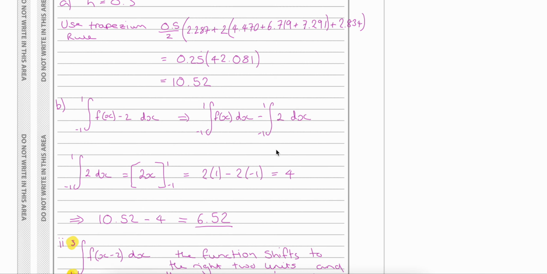So integrating 2 gives 2x. You put -1 and 1 in there, so 2 times 1 is 2. 2 times -1 is -2, but you're subtracting, so it's 2 minus -2, which is 4. So all you do is you take your answer to this first integral and subtract 4. So 10.52 minus 4 is 6.52.